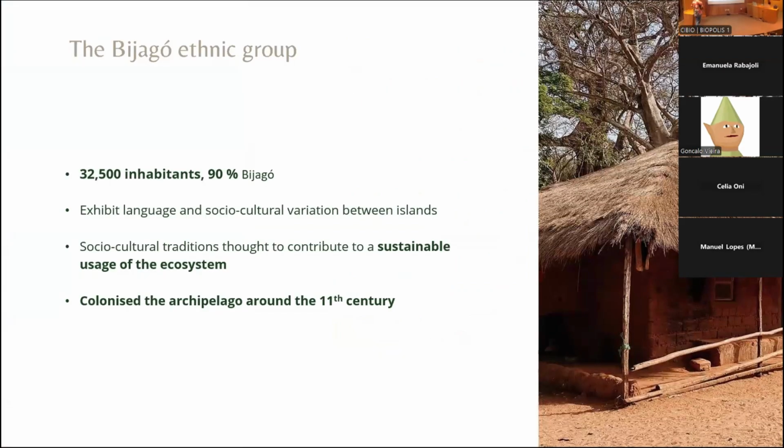Okay, and just because I insisted on talking about the human dimensions, just a bit on the background of the local populations of the Bijagó Archipelago. Most of these populations are from the Bijagó ethnic group. There is a lot of social and cultural variation within the archipelago, from language to traditional practice. And there is this generalized thought that since they are animistic, their ways of living and their traditions passively contribute to a sustainable use of their ecosystems.